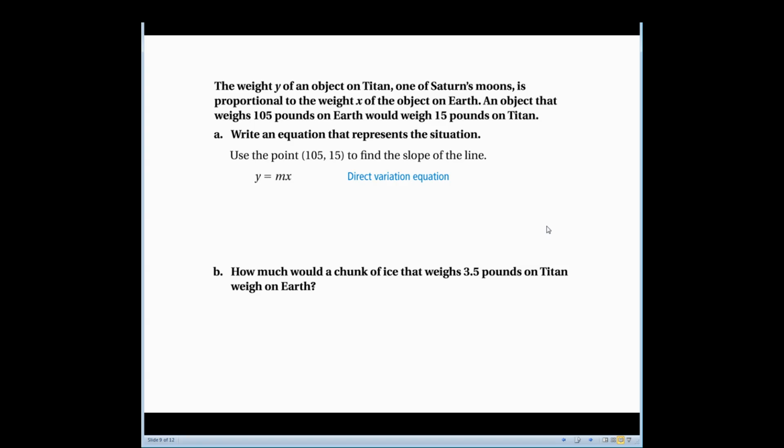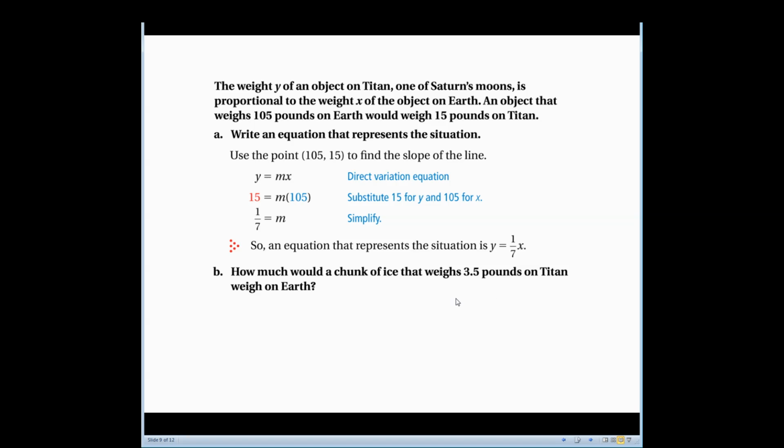Now, the word proportional in this problem means that I can use a direct variation equation, because I'm telling you that the weight of an object on Titan and the weight of an object on Earth are proportional. So then I can just plug those values in, figure out what the slope would be, and write a general equation. With this equation, I can figure out, what if a person weighs 70 pounds on Earth? How much do they weigh on Titan? As a matter of fact, the next problem asks you to do that.